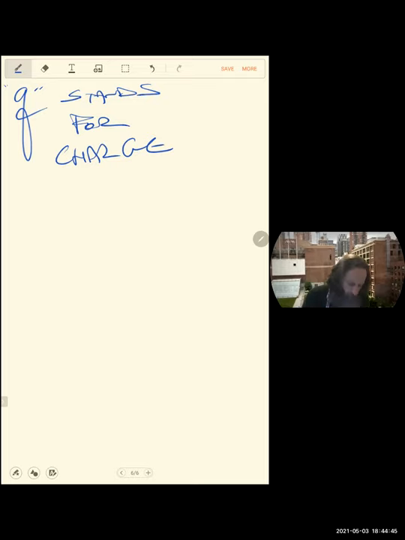Okay, so Q stands for charge. And one thing I was just about to say is whenever we say charge in this context, 9 times out of 10, what we really mean is net charge. We mean extra charge, because everything has charge. We'll see what I mean in a minute. But Q stands for charge.